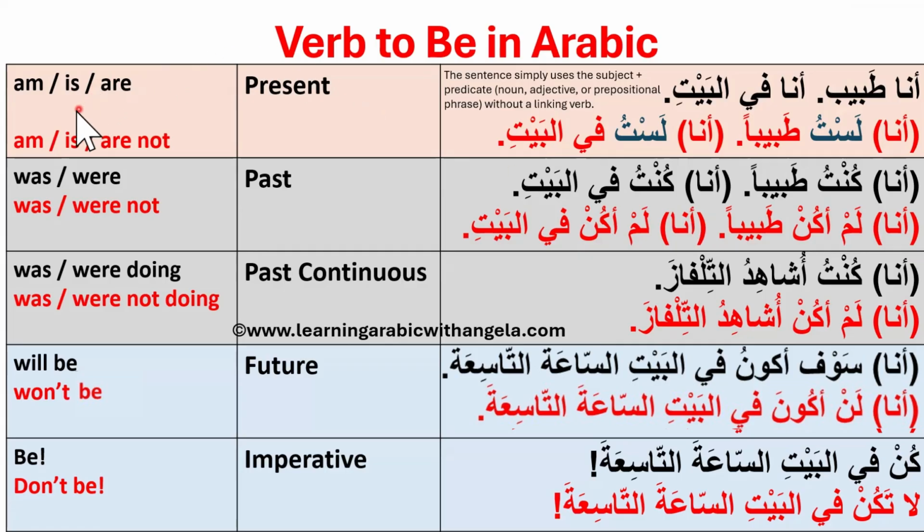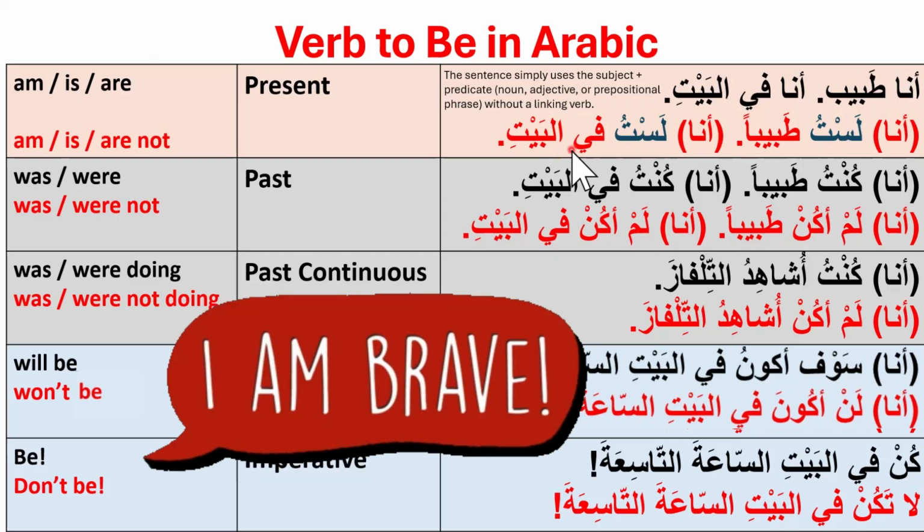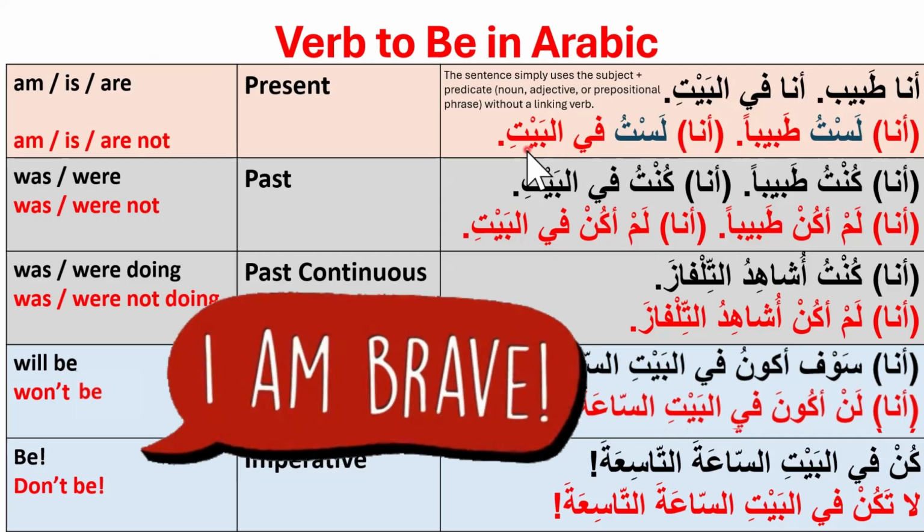So we can look at the table here, just what we've explained. So am, is, or are. أنا طبيب or أنا في البيت, I'm at home. Obviously we negate with لست. أنا لست طبيبا. أنا لست في البيت. I'm not a doctor, I'm not at home.